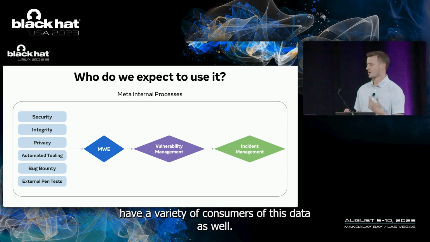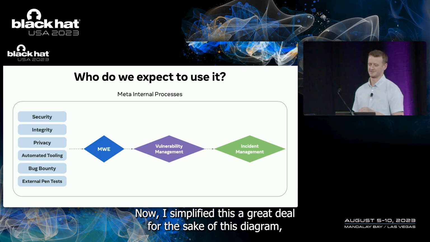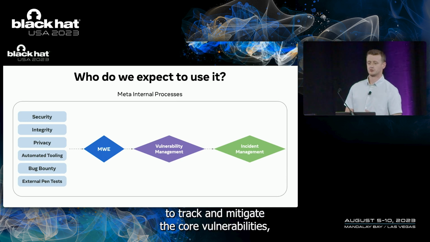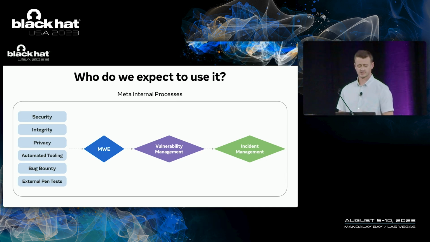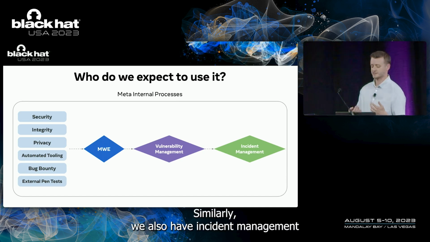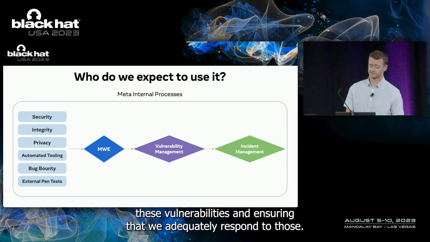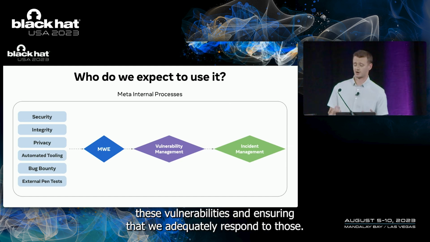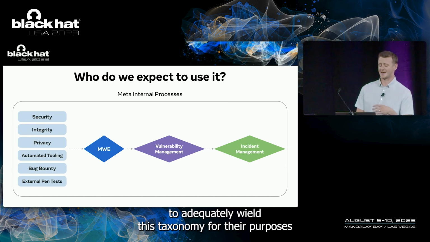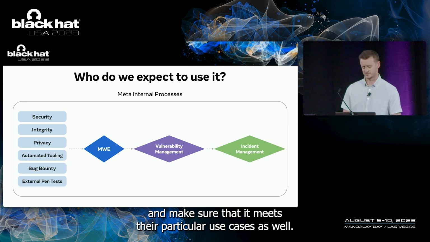On the other side, we also have a variety of consumers of this data as well. Now, I simplified this a great deal for the sake of this diagram, but we also have a variety of vulnerability management processes to track and mitigate the core vulnerabilities, as well as identify trends and hotspots that need attention. Similarly, we also have incident management for instances where we may identify someone attempting to actually abuse these vulnerabilities and ensuring that we adequately respond to those. All of these teams and processes are going to need to be able to adequately wield this taxonomy for their purposes and make sure that it meets their particular use cases as well.